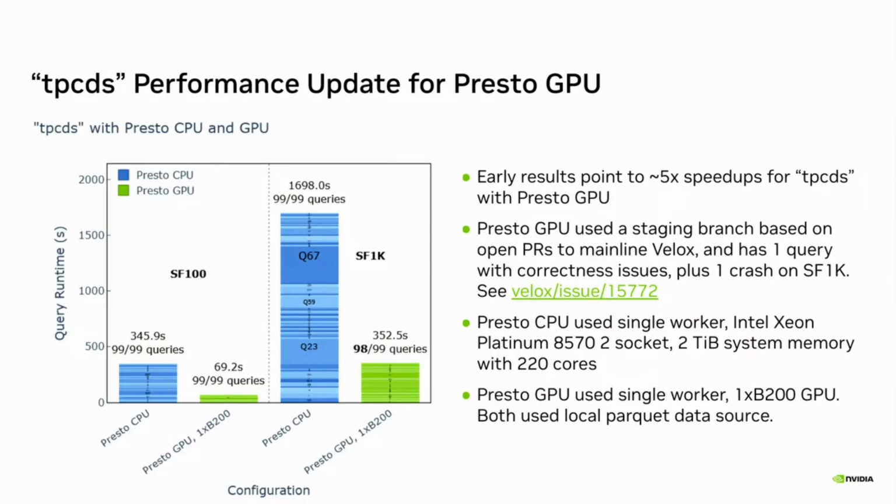And what we see is that for SF100, when we compare Presto CPU to GPU, we get about 5x speedup, and this is across all 99 queries put together. Moving to SF1K, we again see a similar 5x speedup, with Presto GPU running in around 350 seconds for 98 out of the 99 queries.